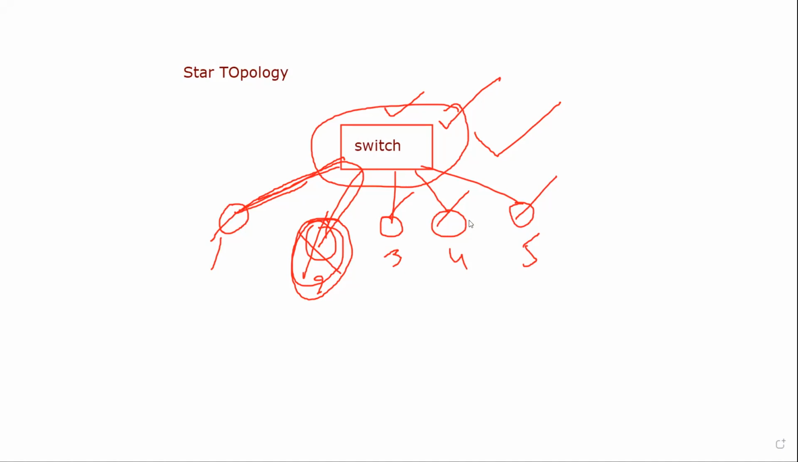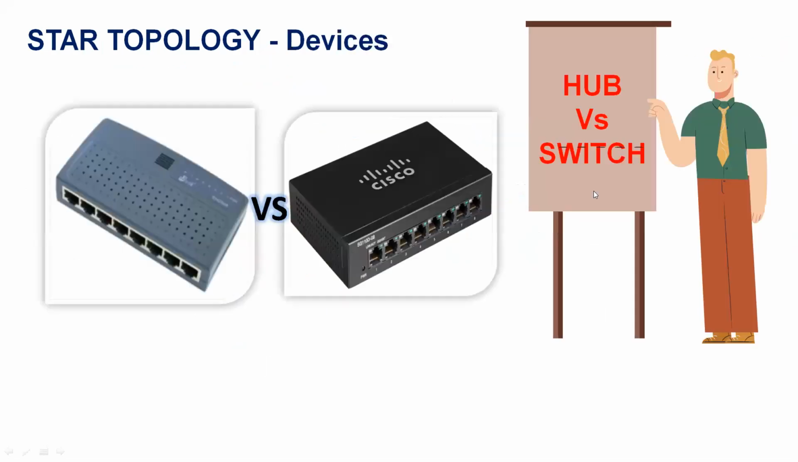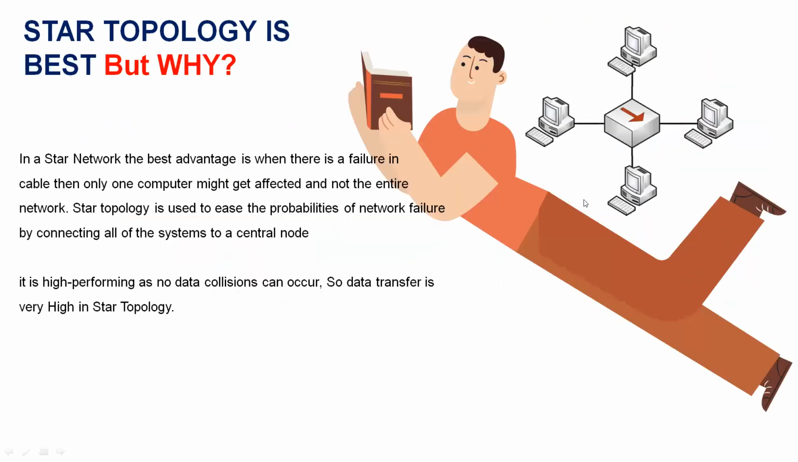So in star design, switches and hubs are connected with each other with the PCs and servers. In this design, you can check every host is connected to the central switch. It is used to send data 1 to 1 and 1 to everyone. In star topology, hub and switch both can be used, but instead of a hub, nowadays we are using a switch.